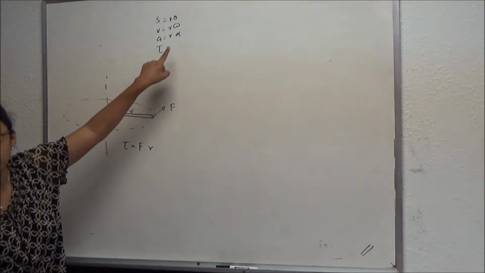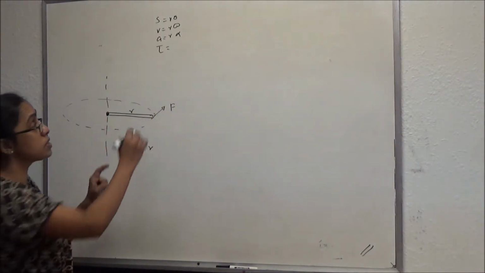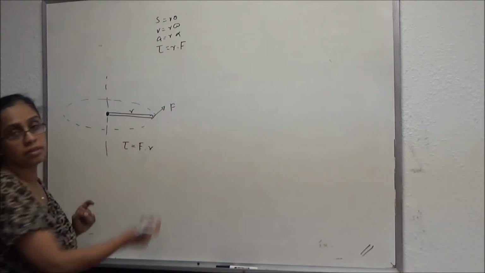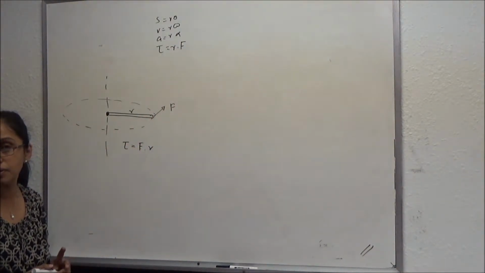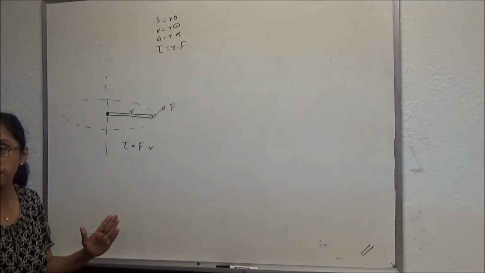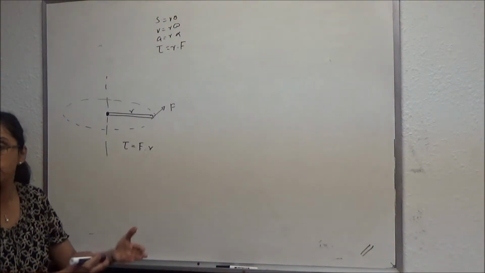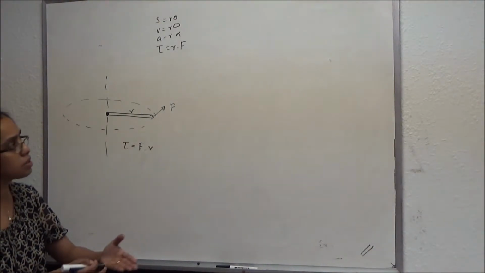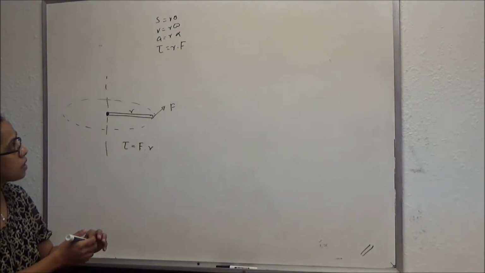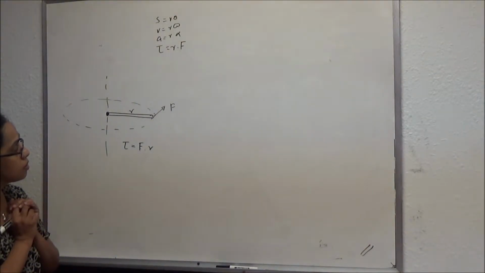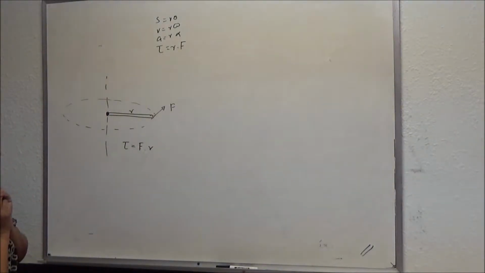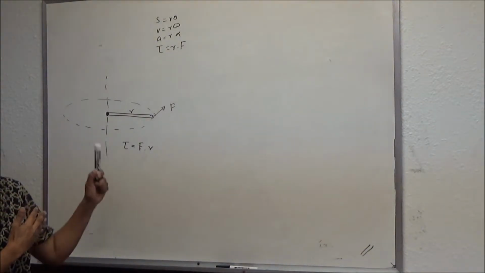So tau, can you see the relationship? Tau equals R F. Do you see this relationship? It's always R into the other one, the angular component. Tau equals R F. No, F into R. S equals R theta, V equals R omega, so it's the opposite here, okay?